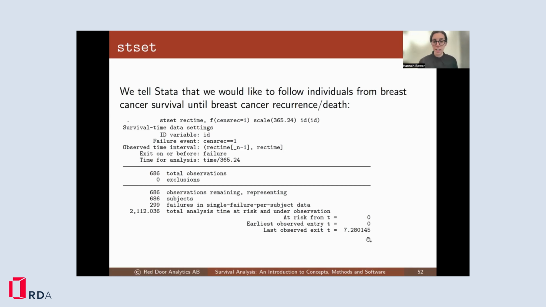And in the output you can see here at the bottom, we can see that we follow individuals always from time 0. Time 0 here is time at breast cancer diagnosis, the study entry. And the last observed exit time is at 7.28 years. Remember, we scaled the days so that they become years now.